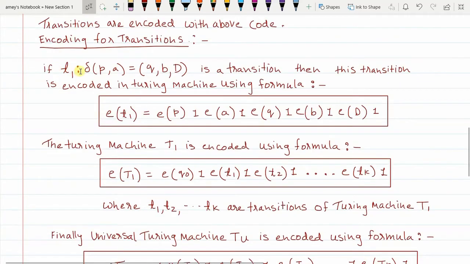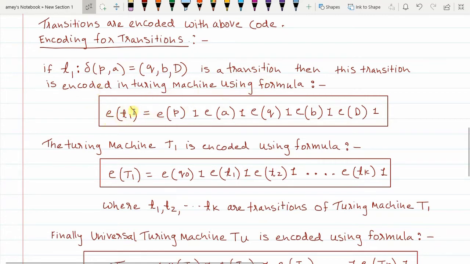Suppose the first transition, small t1, is this: del of p comma a equal to q b d. That means from a particular state p, on reading a as input, we go to state q. And then the new symbol written on the tape is b, and the head movement is defined by capital D. So capital D is just a placeholder, it can be left movement, right movement or stationary movement. Each transition of this type can be converted using the encoding function with this formula.